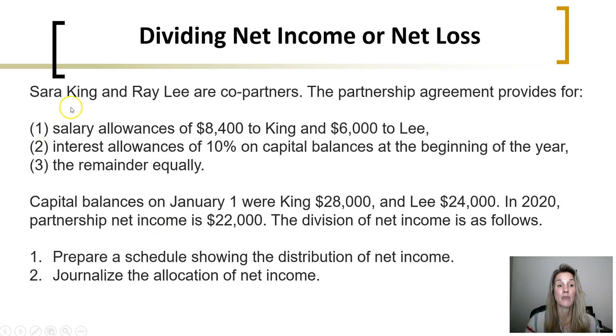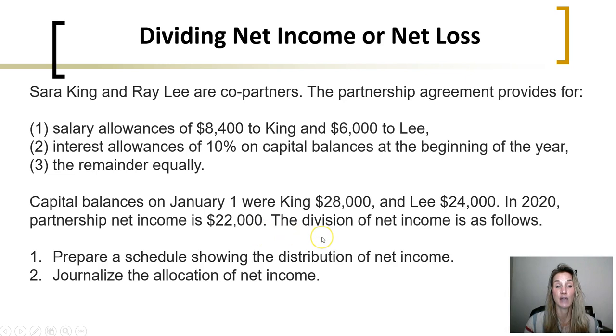For example, if King and Lee are co-partners, the partnership agreement provides the following on income allocation. Each of these are supposed to get a salary, $8,400 to King, $6,000 to Lee each year. They are also supposed to get interest of 10% on their capital balances at the beginning of the year. Any remaining income is to be divided equally. Capital balances for King were $28,000 and Lee $24,000 as of the beginning of the year. During the year, the partnership earned income of $22,000.